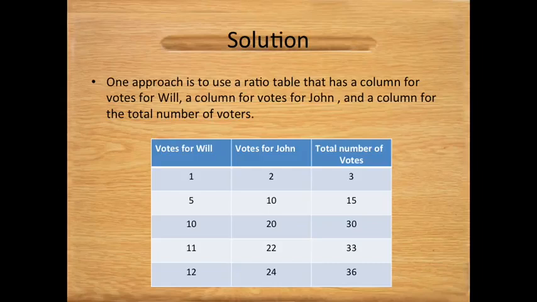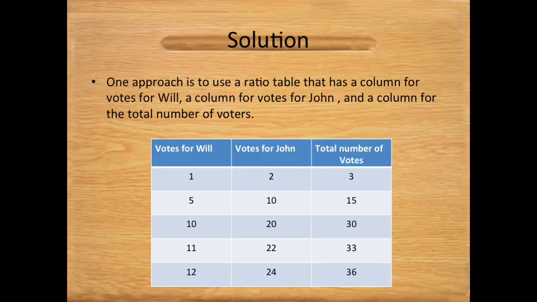If Will got 10, John got 20, that accounts for 30 votes. 11 to 22, that accounts for 33. 12 to 24, that accounts for 36. So if I were going to ask another question here, what part of the votes did Will get? He got 12 out of 36. What part of the votes did John get? He got 24 out of 36.